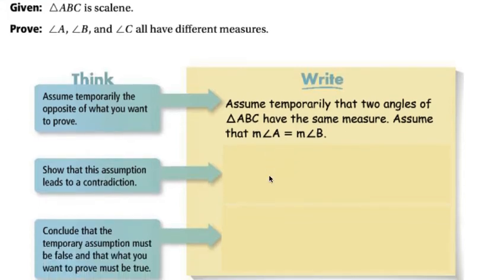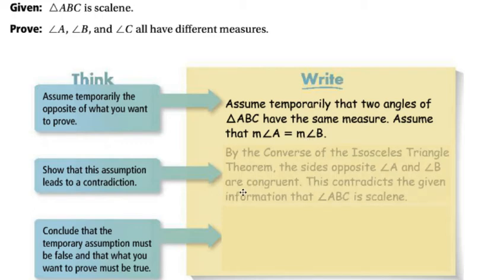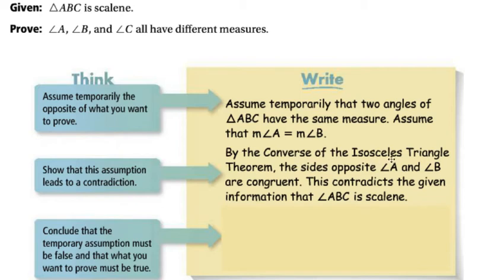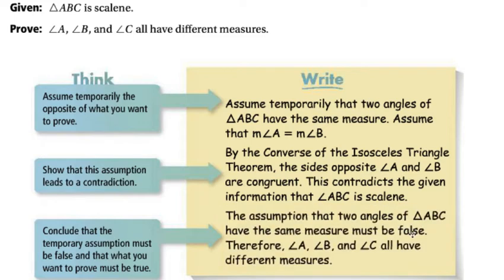So if A and B are equal in measure, then we had a theorem for isosceles triangles that said if 2 angles are congruent, then the sides opposite those are also equal in length. That was called the converse of the isosceles triangle theorem. So that means that 2 of the side lengths of the triangle would be equal in measure. Well, that already contradicts what it means to be scalene. Scalene means that all 3 sides have different lengths. So we've already found a contradiction. So then we can say, well, if 2 angles have the same measure, that has to be false. So they must all have different measures.